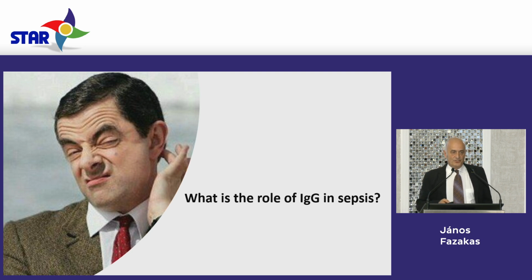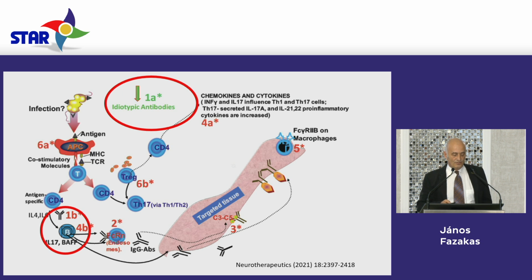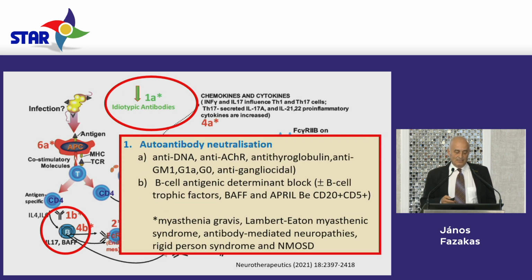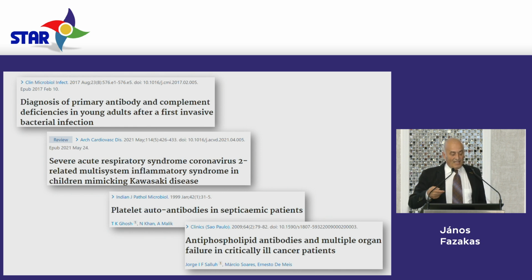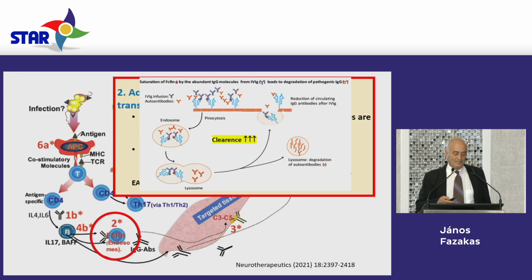What is the role of the IgG? Well, we have many roles. We know that they play a role in autoantibody neutralization. We have evidence mainly in neurological diseases. And why? Because they reduce the antibodies based on the fact that these antibodies must enter the cells by pinocytosis, and they get into endosomes, and in these endosomes, the lysosomal enzymes can destroy them.